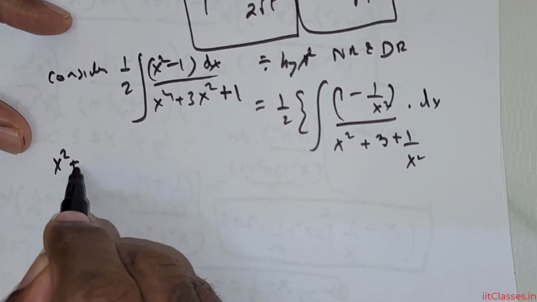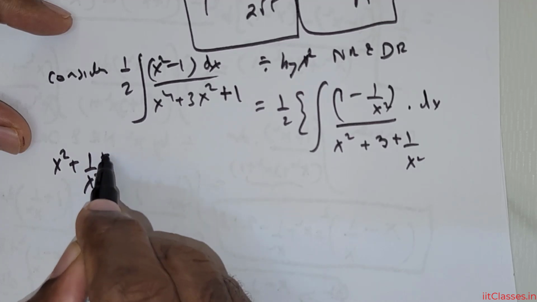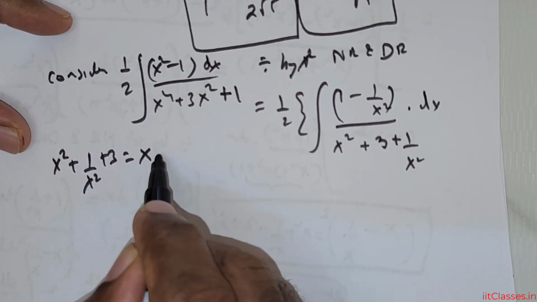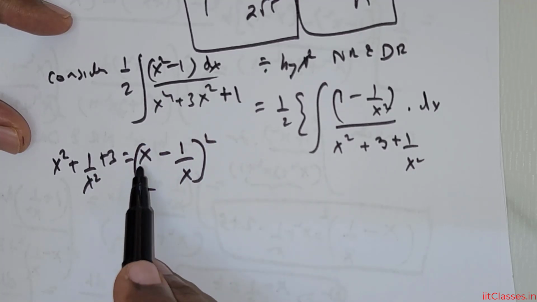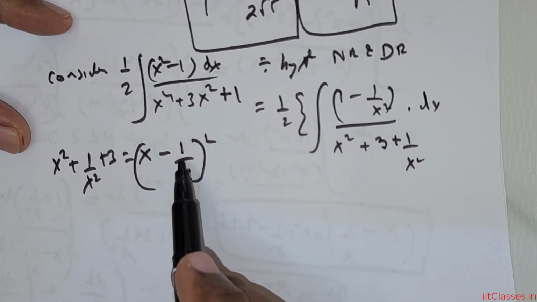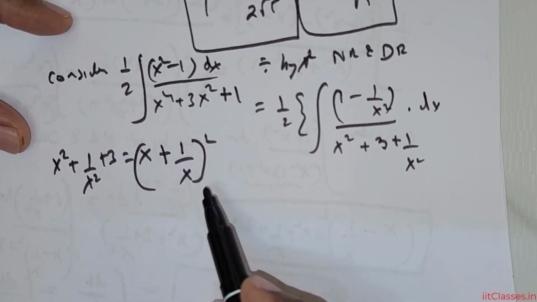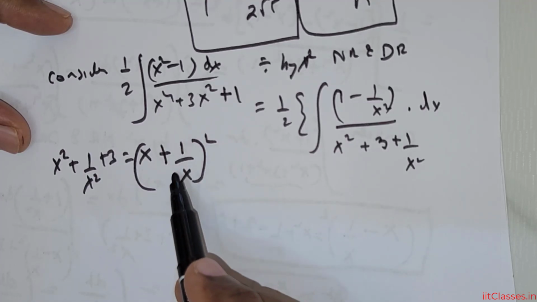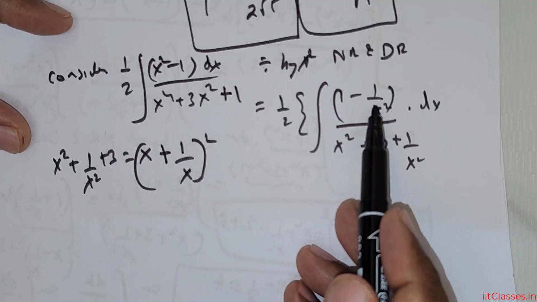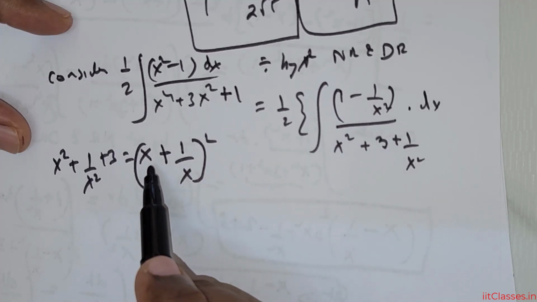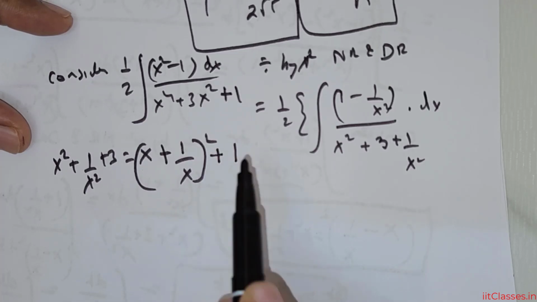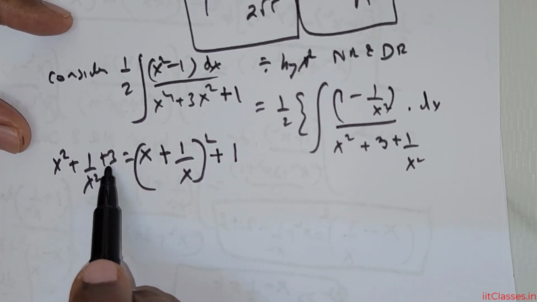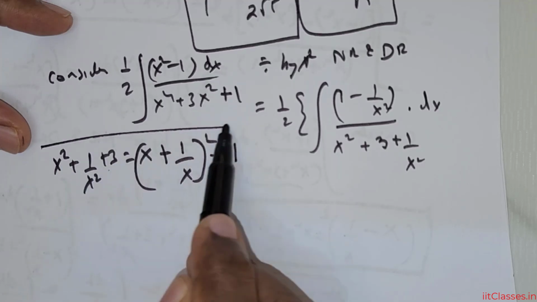So for that I need to get a 1 and a negative 1 over x. So I want to rewrite x² + 1/x² + 3 as (x − 1/x) the whole squared, because differentiation of x will give me 1. Differentiation of 1 over x will give me negative 1 over x squared. That's what we have got. But we will get an extra 2. So to compensate for that, so that we can get a 3 there, I am adding a 1 there.